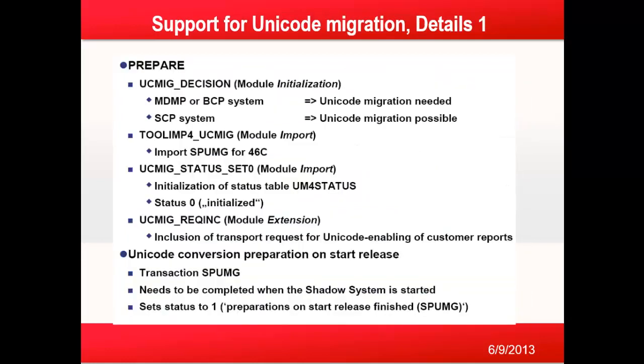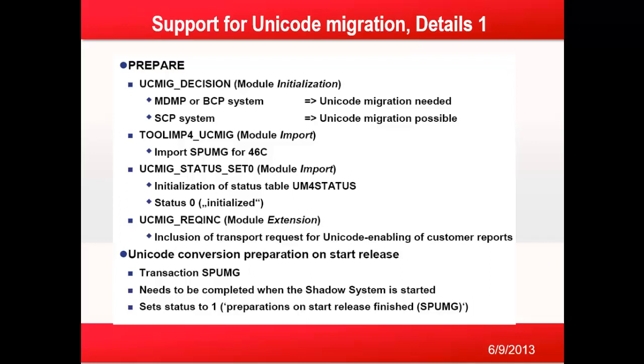Support for Unicode migration details is in the prepare phase under UC_MIG_DECISION. If you have an MDMP or BCP system, Unicode migration is required. If you have an SCP system, Unicode migration is possible. Then, while running the upgrade in the phase tool IMP4_UC_MIG, that is module import, you have UC_MIG_STATUS_SET_0 and UC_MIG_RIC_INC.